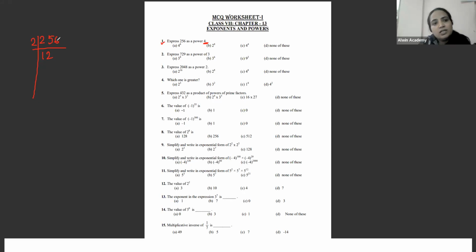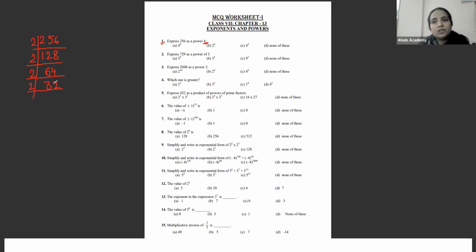And 1 comes here. 16 ka half becomes 8. So this is 128. Again dividing it by 2. 12 divided by 2 is 6. And 8 divided by 2 is 4. Again, this is an even number divided by 2. 6 divided by 2 is 3. 4 divided by 2 is 2. 32. Again, even number divided by 2.